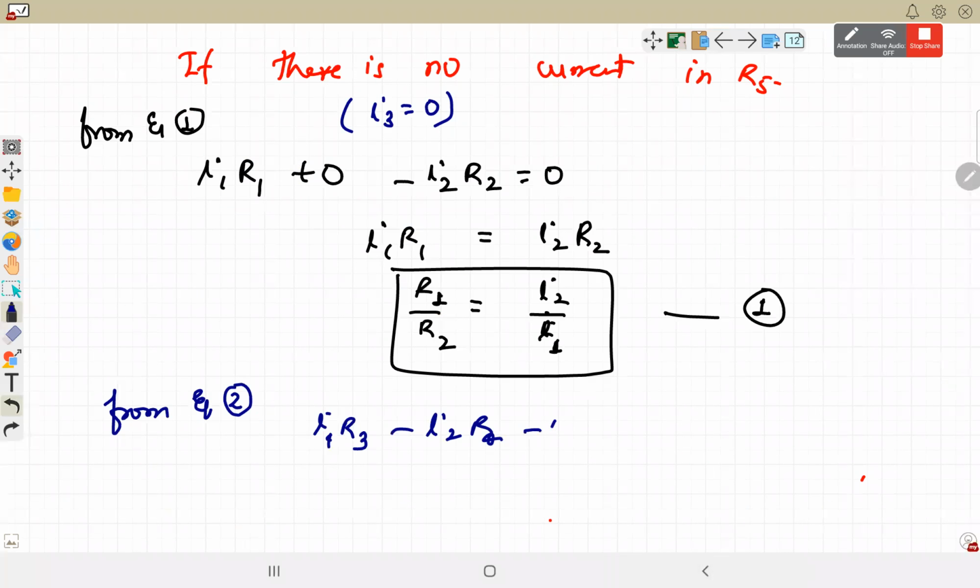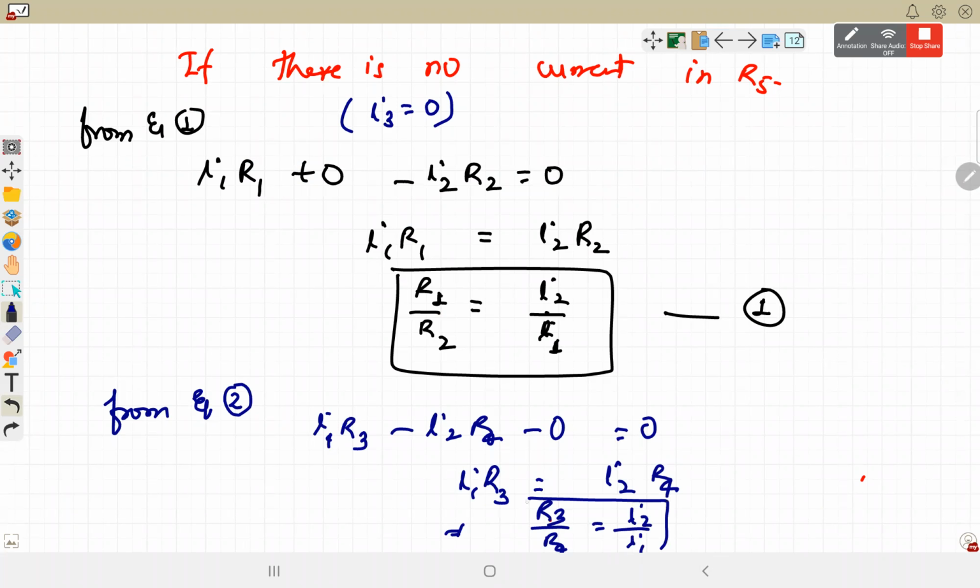A 5 marker part is to prove the balancing condition of Wheatstone bridge. I1 R3 will be equal to I2 R4. So from here, R3 by R4 will be equal to I2 by I1. From equation number 1 and 2, both are equal to I2 by I1. Equation number 3 and 4, both are equal to I2 by I1.